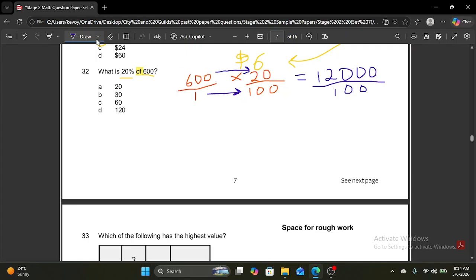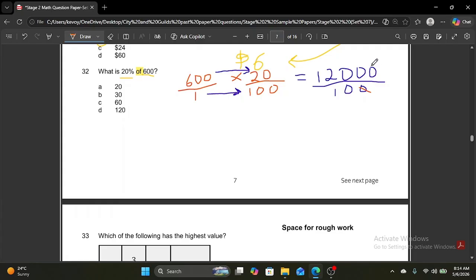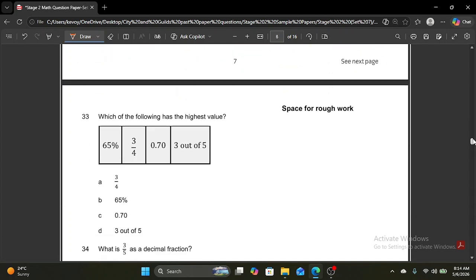Now we eliminate the zeros from both the bottom and the top. Let me change the color again. So take 1 0 from the bottom, 1 0 from the top, 1 0 from the bottom, 1 0 from the top. What are you left with? You're left with 120. So D is the answer for 32. Moving right along.